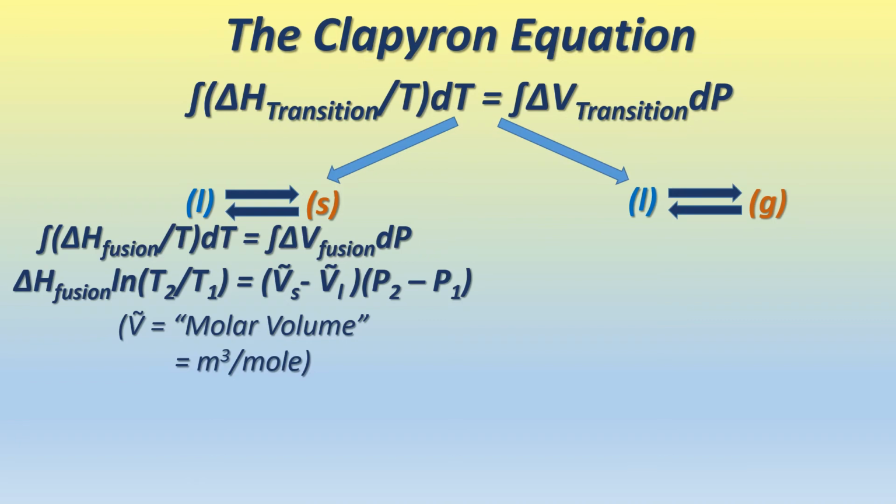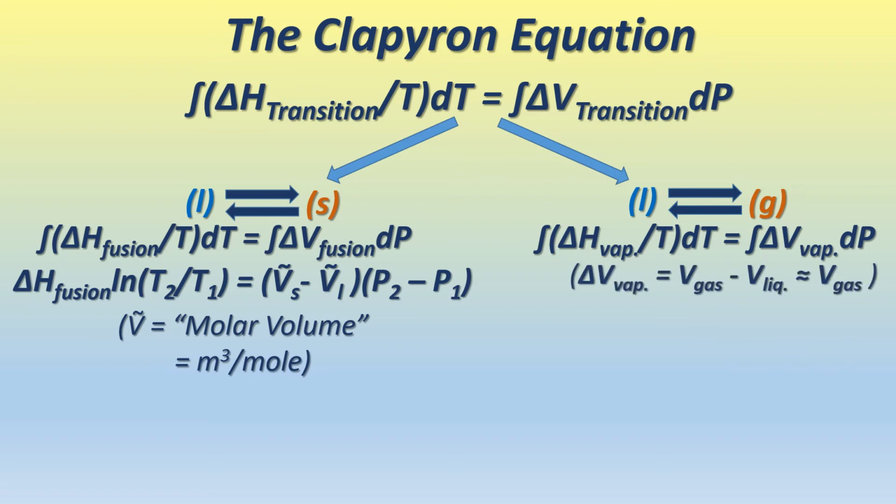The other familiar transition, going from liquid to gas. You now have the heat of vaporization and the change in volume of vaporization. This time, for the first time, we're going to make an estimate. By definition, delta V is final minus initial, so it's the volume of the gas minus the volume of the liquid.